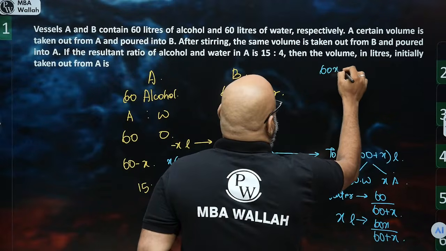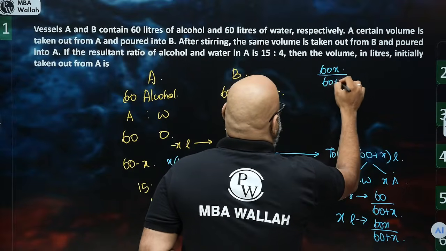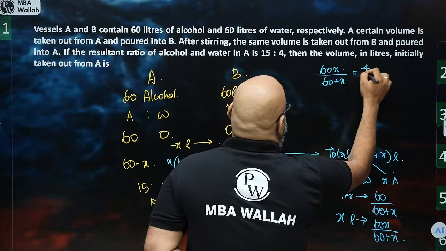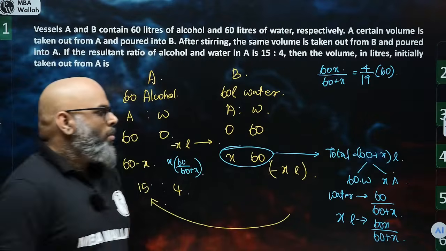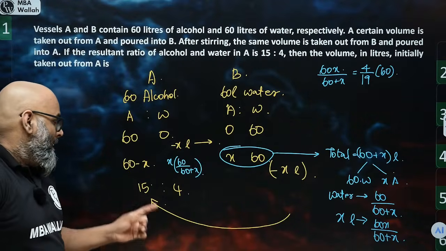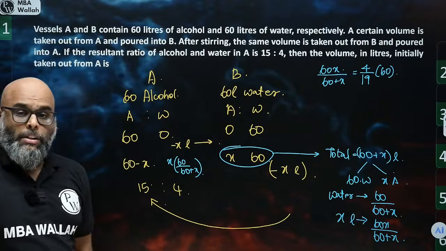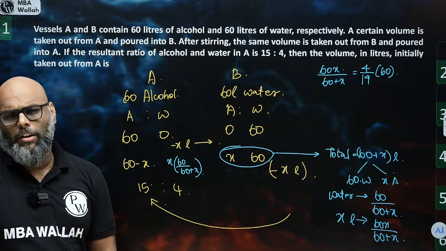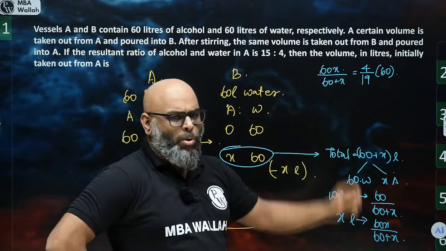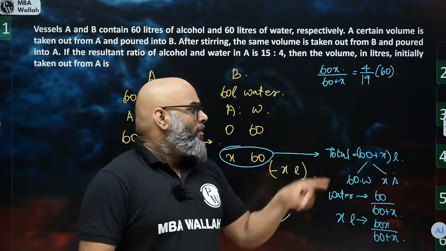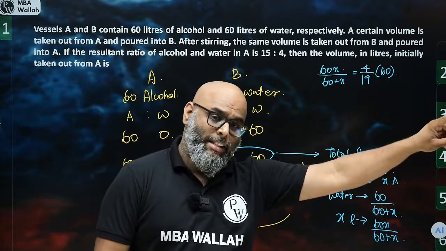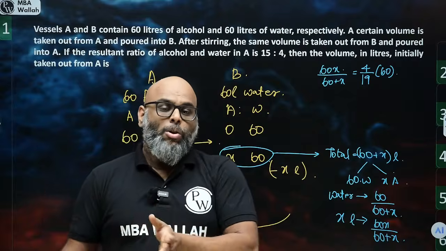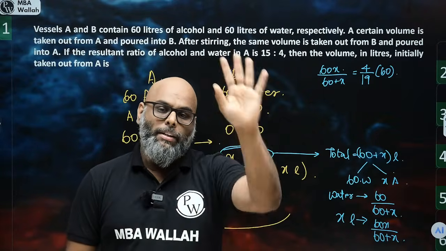60X divided by 60 plus X is equal to 4 by 90th of 60. Why is it 4/90th of 60? Out of the total 19 parts, 4 parts is water. So 4/90th of the total is water. The total will again be 60. How is it 60? I took away x letters, gave back x letters, so the total still remains 60.